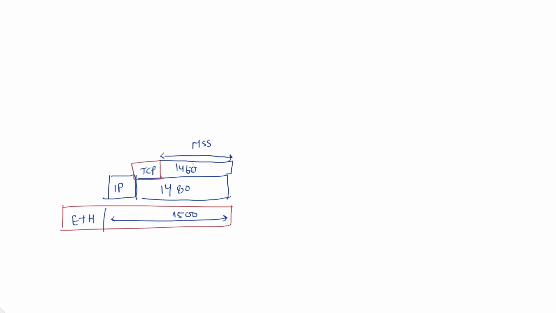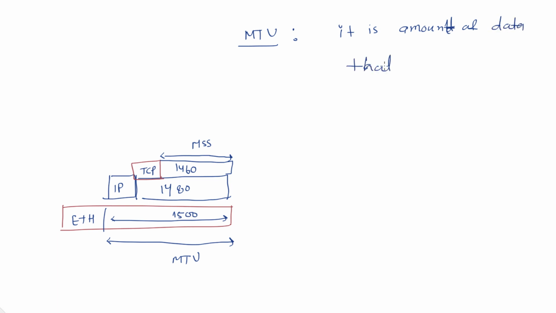So how do we determine this maximum segment size? Based on the protocol that we are using at the data link layer, and this is called MTU, maximum transmission unit. So what is maximum transmission unit? It is the amount of data that the data link layer protocol allows, obviously without the header. MTU and MSS are without headers.